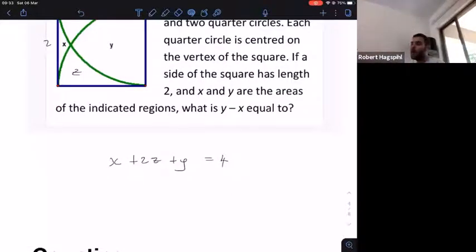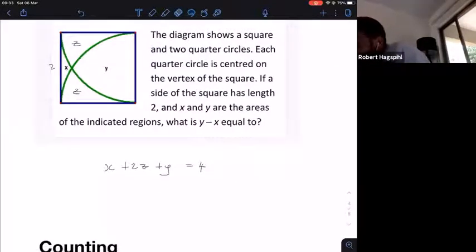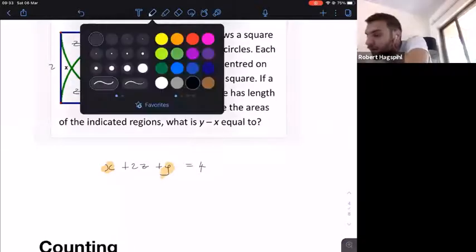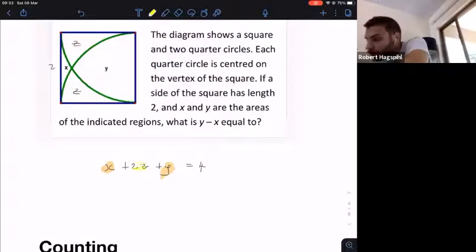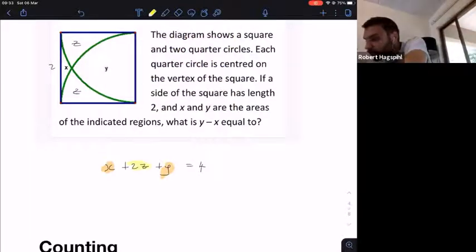Okay, now I'm not quite sure how that helps me, because I want to know what x is, and I want to relate x and y, and the problem is now I've got z's. Oh, sorry, wrong color. Now I've got z's, and the z's are stuffing me up.